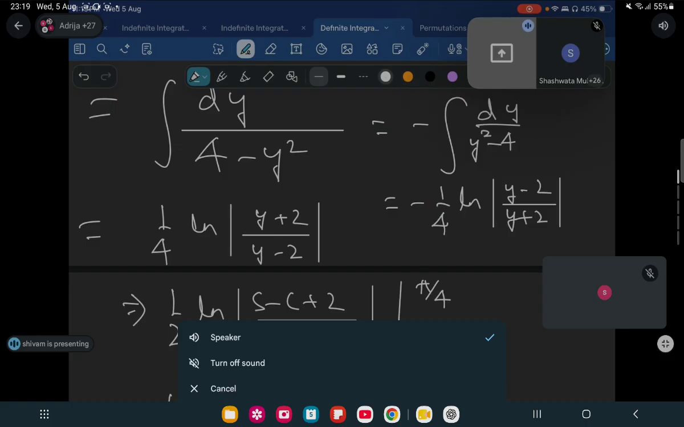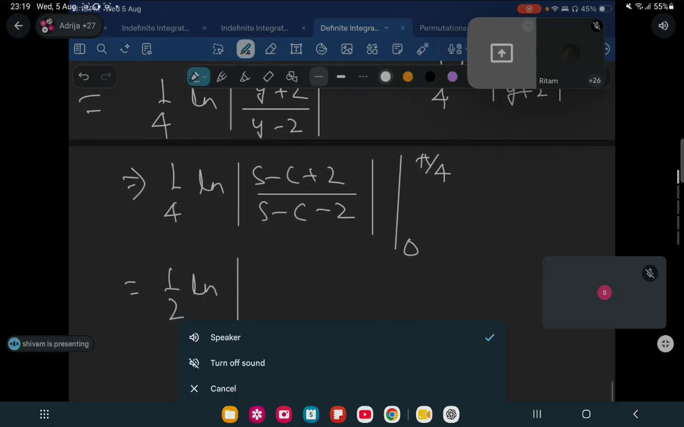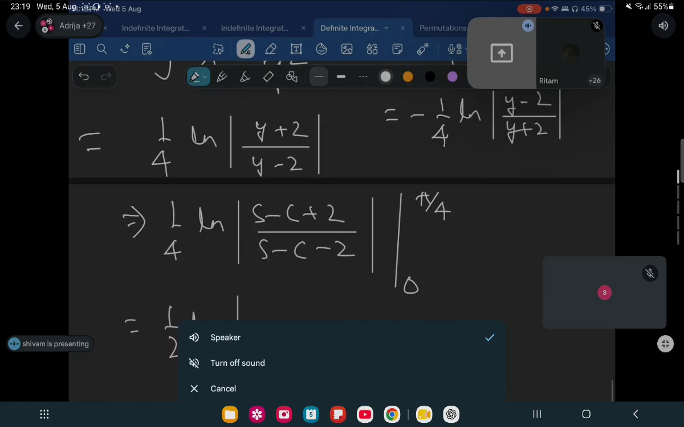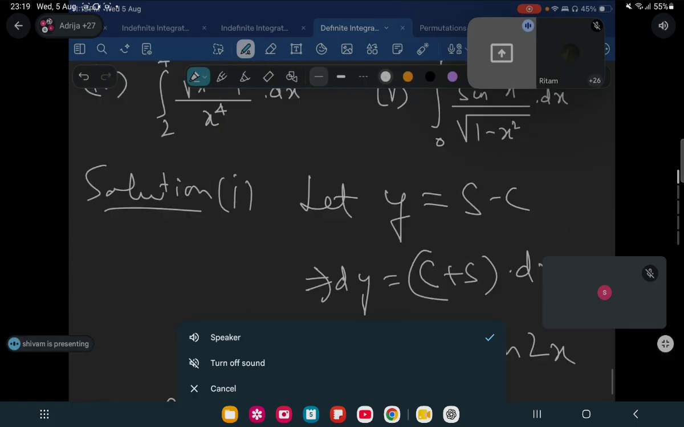Tell me, Ritam, what were you saying? Like here, we can write it as I had done differently. So, wait. 1 by 4 also? Why are we not getting the answer? 2y minus 2.